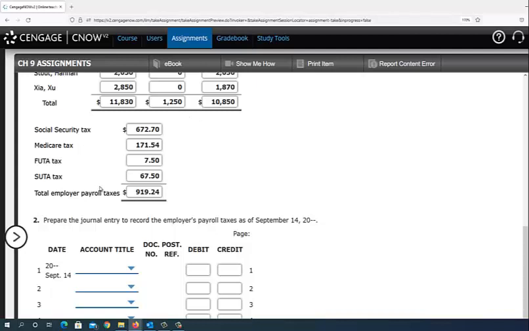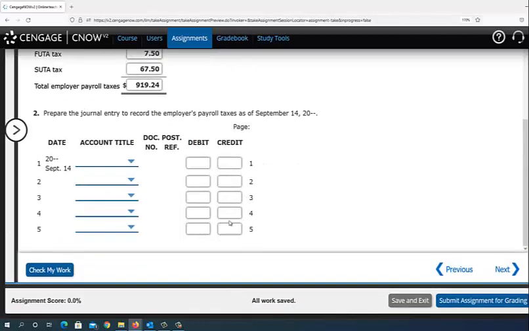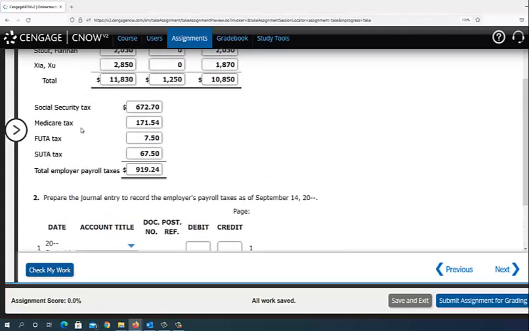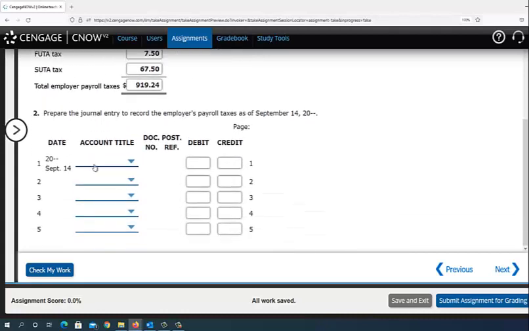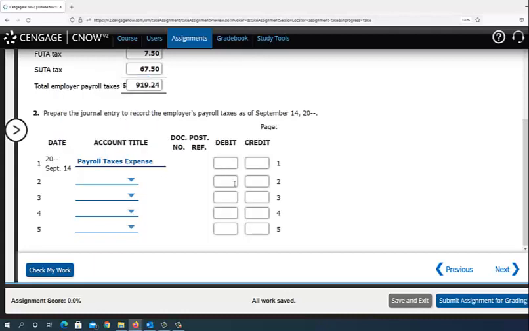Okay, so now that we know our taxes for our employer, we can complete our journal entry. So the employer payroll tax journal entry simply credits the four taxes that are paid by the employer, and that's Social Security, Medicare, FUTA, and SUTA, and then the top number is the debit for the total. So I'm going to debit payroll tax expense, and it is debited to an expense account because this is coming out of the employer's pocket. This was not withheld from the employee, this is paid directly from the employer.